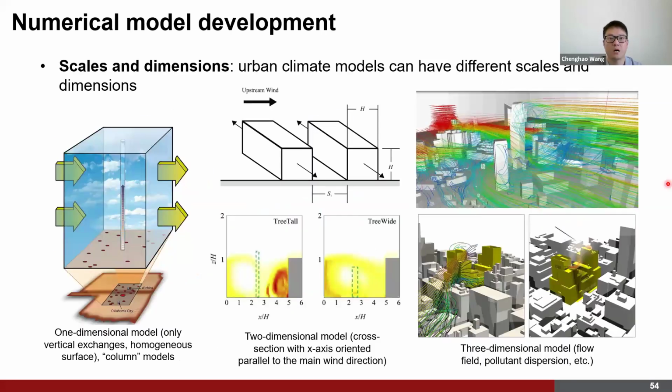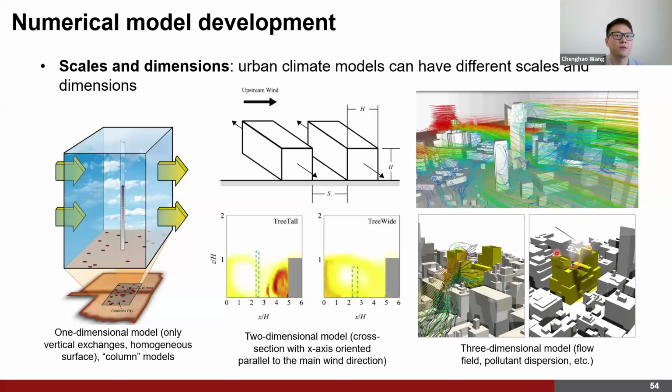So urban climate models also have different spatial scales and dimensions. For example, we can have either a one-dimensional model or a so-called single column model that only considers the vertical exchanges between the ground surface and the atmosphere. We also have these two-dimensional models that assume in the spanwise direction the buildings are infinitely long, which is a reasonable assumption, especially for densely populated urban environments.